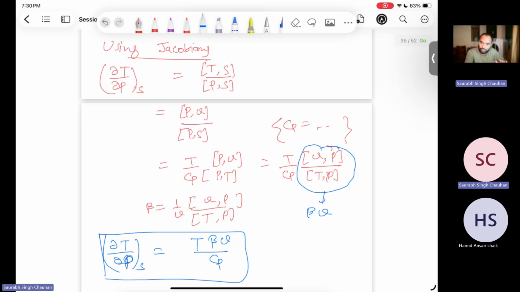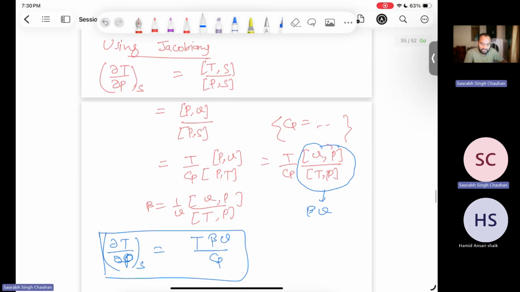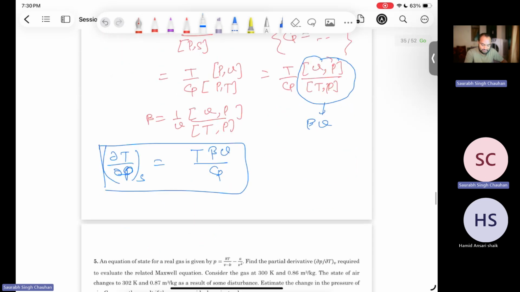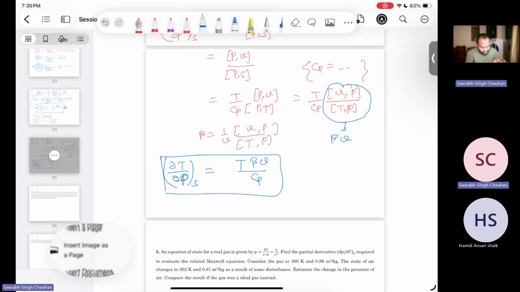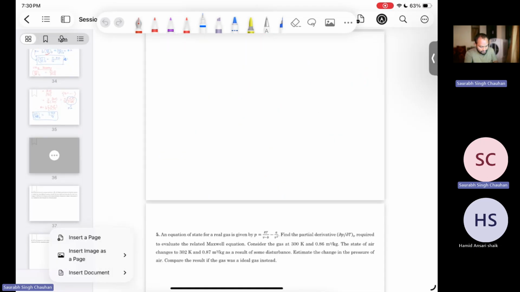Write everything in terms of Jacobian, and then check whether entropy is coming with which variable, whether temperature, volume, or pressure. Then you use the particular relation. And that's it. Only 2-3 steps. Let's do one more question. Then it will be more clear.